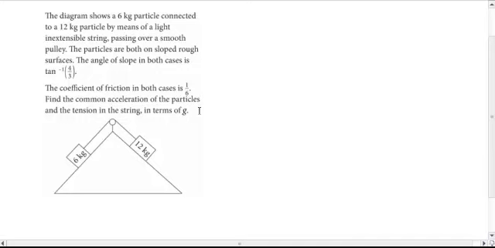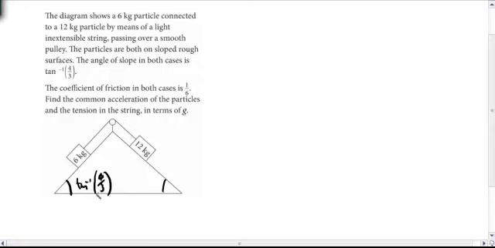Okay, so in this we've got two particles and they're connected over a smooth pulley, and it's an inextensible string. What we're told is that the angle of slope in both cases, so this angle here is tan inverse 4 over 3, and this angle here is also the tan inverse 4 over 3. The coefficient of static friction is 1 over 6, and we're asked to find the common acceleration of the particles.